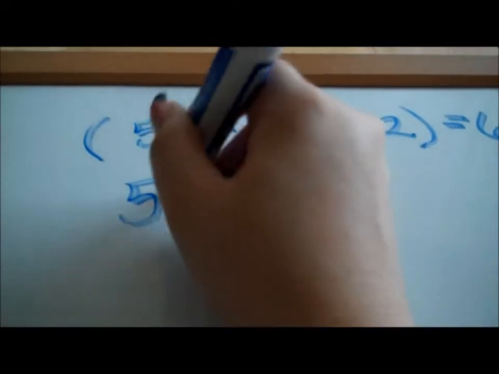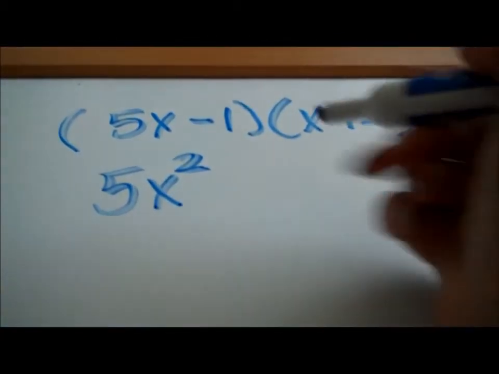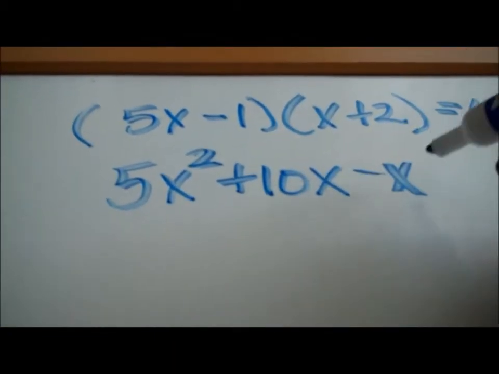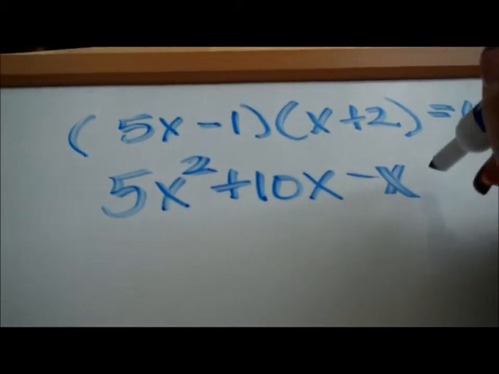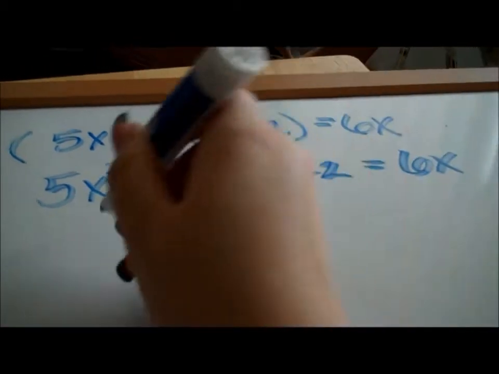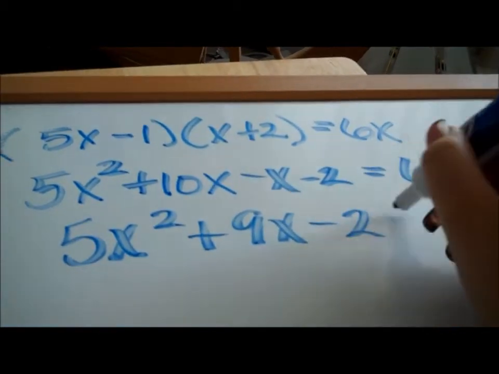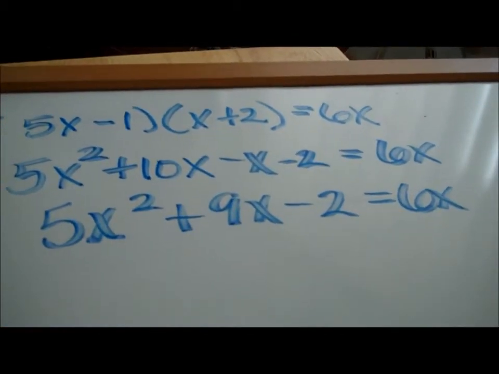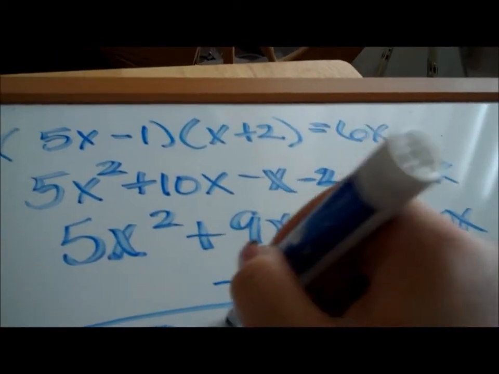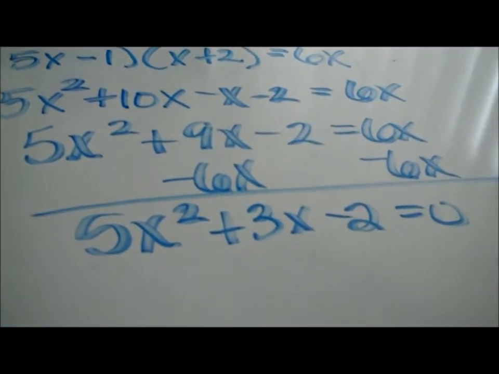So when we do this, we get 5x squared. 5x times a positive 2 is 10x. A -1 times x is a -x. A -1 times a positive 2 is a -2 equals 6x. Combine like terms, we get 5x squared plus 9x minus 2 equals 6x. Bring that 6x over, and we get 5x squared plus 3x minus 2 equals 0.